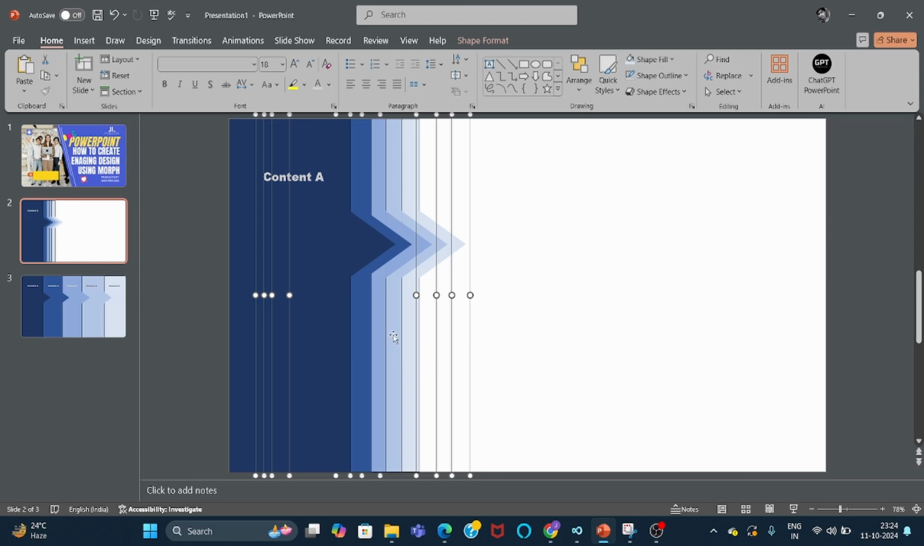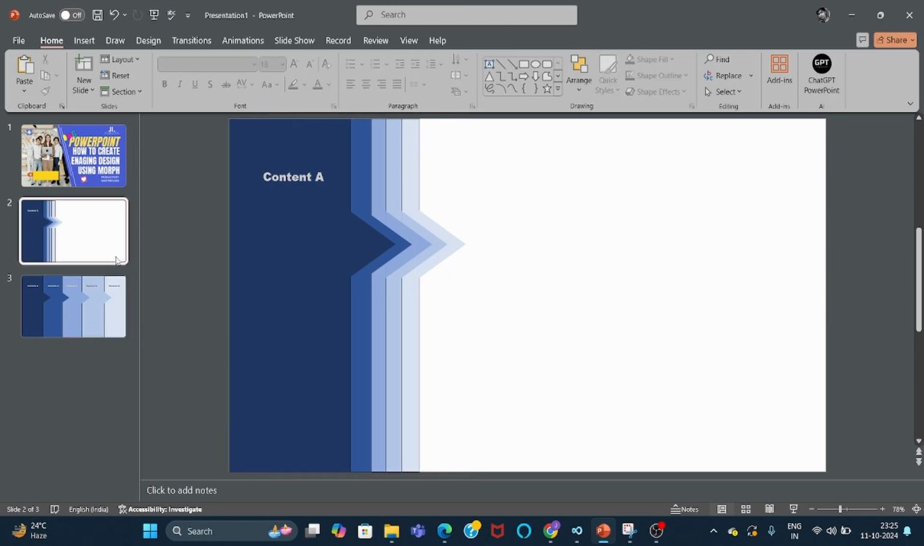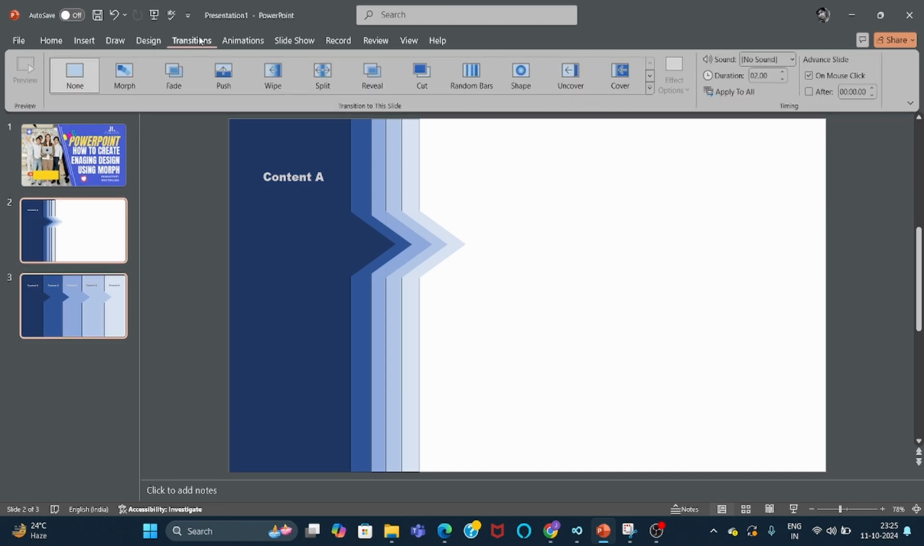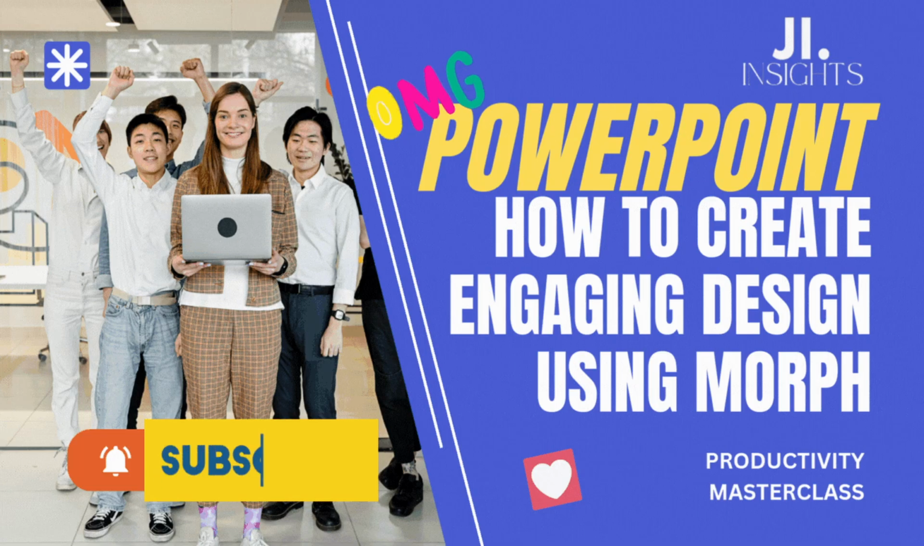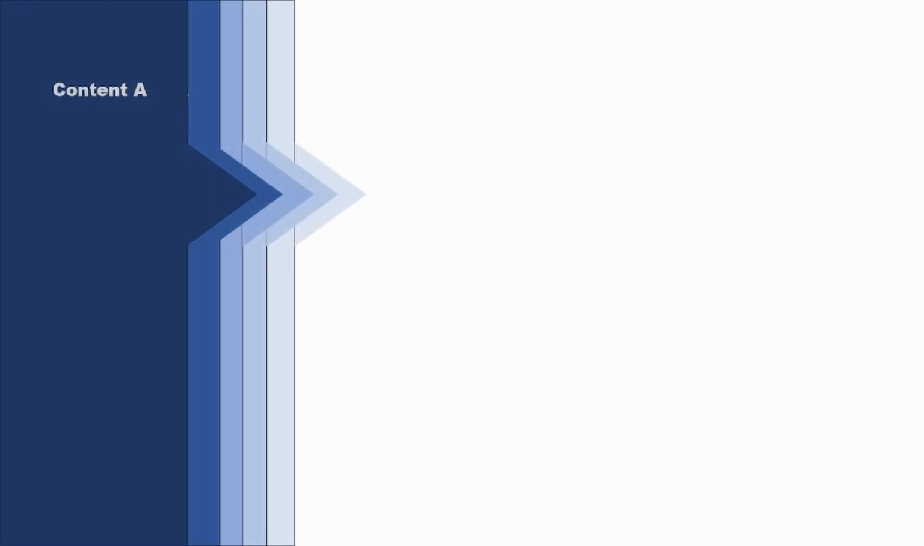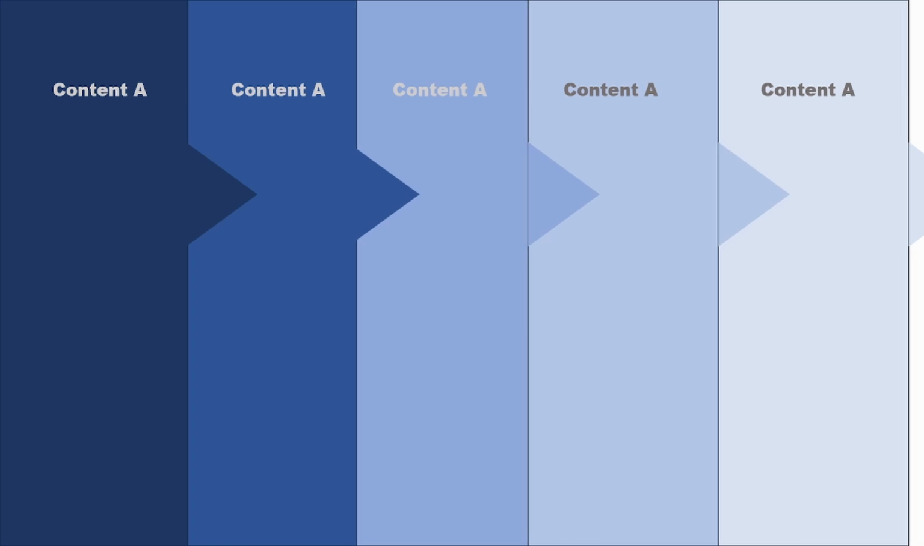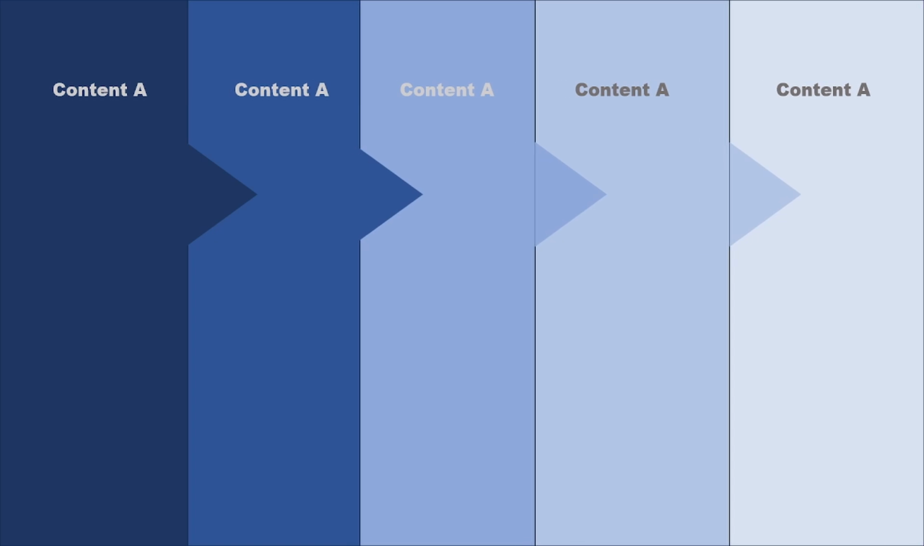Okay, next, I think we are pretty much done. You have to select both the slides. You'll have to go to the transitions and select morph. Okay, so let's go and see whether this works or not. So here this is a design, and as you can see you have created this engaging design in Microsoft PowerPoint.